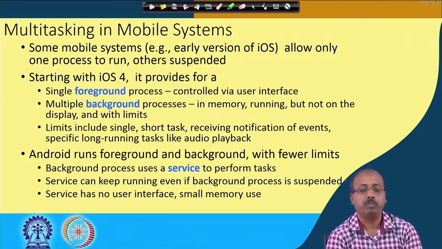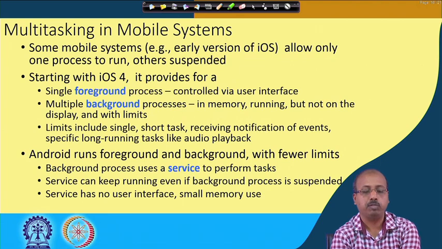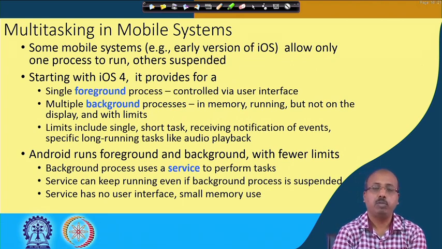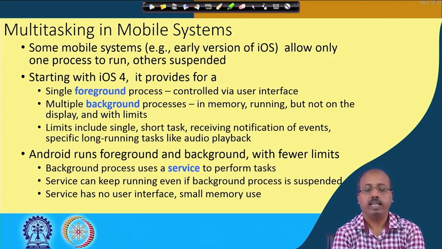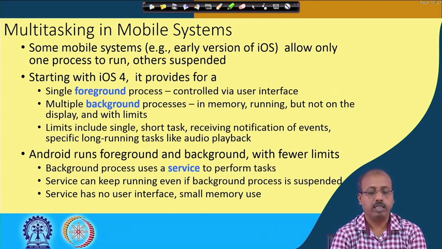So, there may be one process which the user has initiated. That is the foreground process, and there are a number of background processes in memory, running but with a lower priority. The limits include a single short task, receiving notification of events, and specific long running tasks like audio playback. These are the different types of limits that we have in this system.